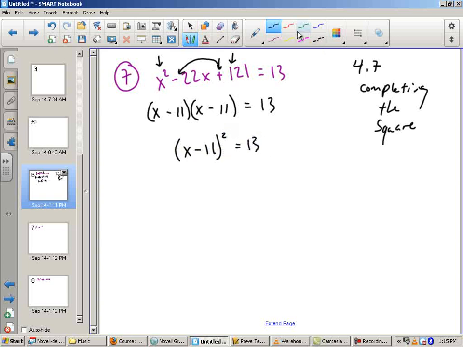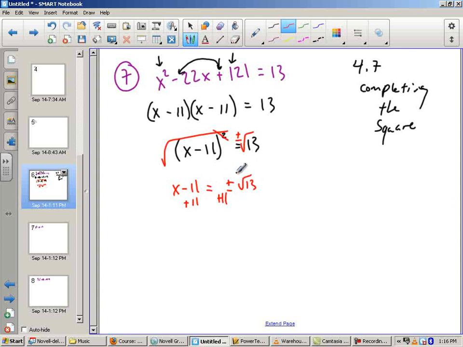to 13. And the perfect part about that is that I can now get rid of this exponent by just taking the square root of both sides. Make sure you take your plus or minus. So that would leave me with x minus 11, because the square and the square root cancel, equals plus or minus root 13. All I have left to do now is to add 11 to both sides.